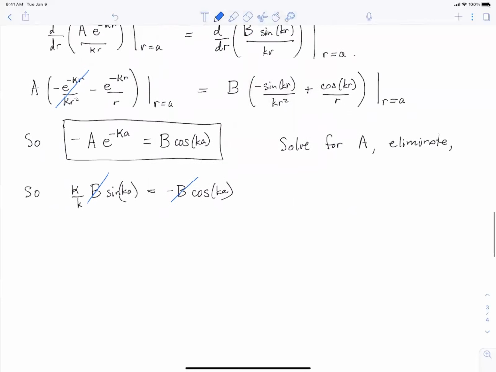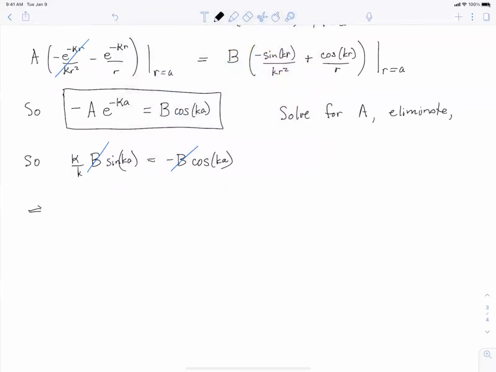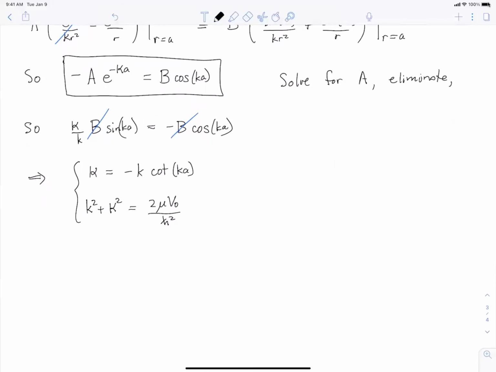Okay, and so what we get then is that kappa equals minus k cotangent of k times a. So that's an equation that has to be true. And we also have this equation, that k squared plus kappa squared is 2 mu v0 over h bar squared. We had written that down before. So now we have two equations in two unknowns.